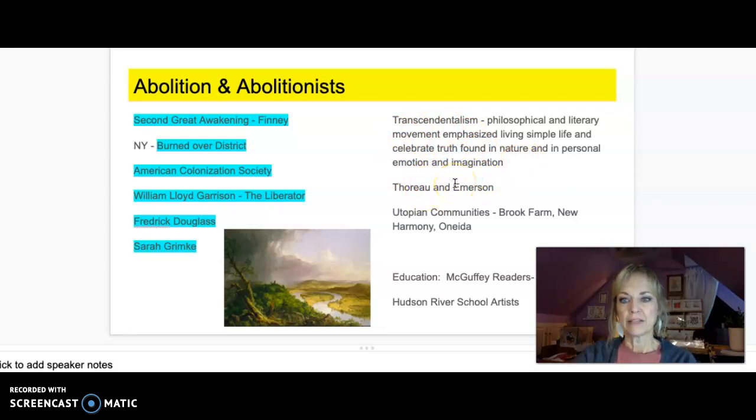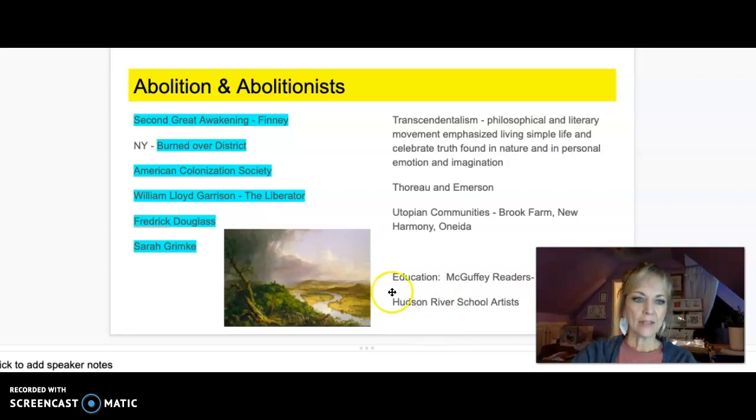I'm speeding up here because I'm about to run out of time. But definitely go back and look at those utopian societies. Reforms in education were part of that as well. And art became lots of landscape, nature art that comes out of the Hudson River School of Artists there.